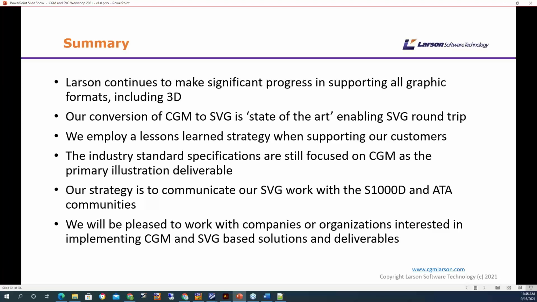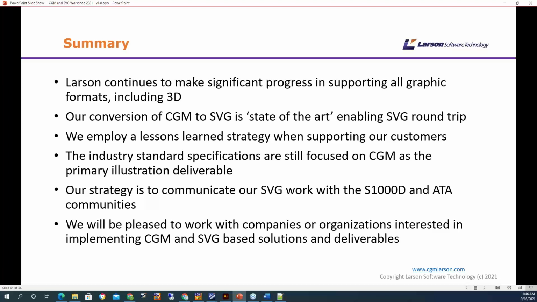So we're still focused on CGM. Please don't let me give you the wrong impression, although we just don't think there's any more development we need to do on that side. I think we've already got probably the best CGM software out there already.